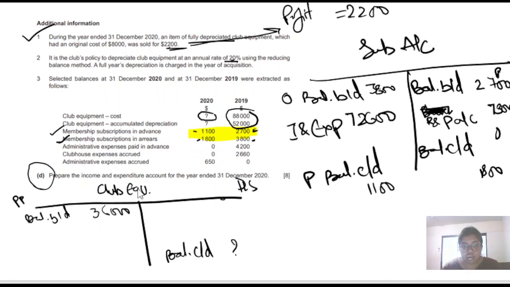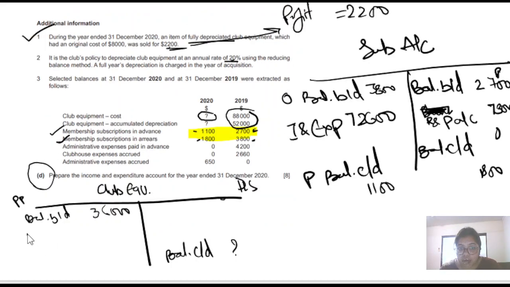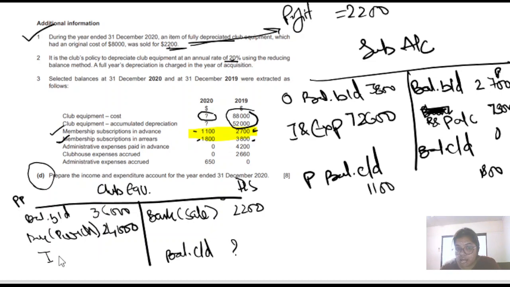Yes. So in this question, in the receipt and payment account, some transactions happened here. Purchase of club equipment 24,000, and the sale is already given to you. So you have to write bank purchase, that is your 24,000. And for sales, you can write bank, and in brackets write sale, that is your 2,200. And for profit, it means the income statement, or you can write profit and loss directly, because this is your profit, 2,200.